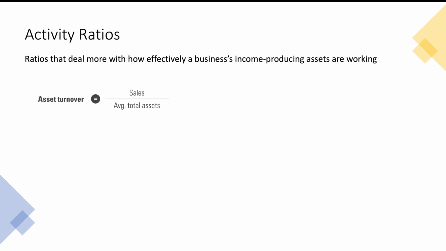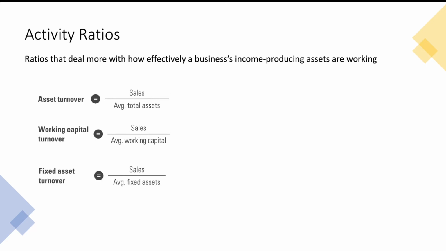The number one is asset turnover: sales divided by average total assets. Working capital turnover: sales divided by average working capital. Third, fixed asset turnover: sales divided by fixed assets. Number four, inventory days. Now, these three ratios we have already discussed, and I'll be telling you a couple more things about them.